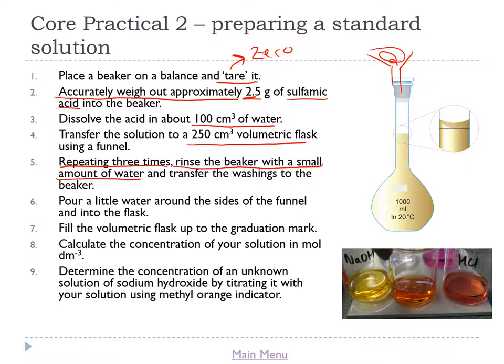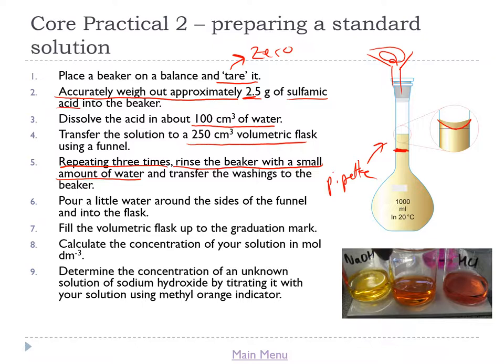And once we've done that, we're going to fill the volumetric flask up to the graduation mark. Now, my advice is to go fairly quickly until about there, and then use a teat pipette afterwards, to go a drop at a time until the meniscus is exactly level with the calibration mark. Now, if you go a single drop over, your solution is no longer of a known volume, and so you will have to start again, which is why I advise using the teat pipette.